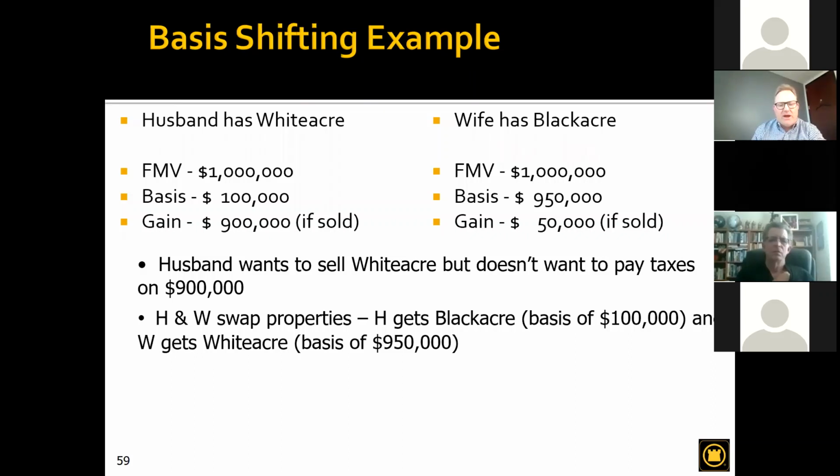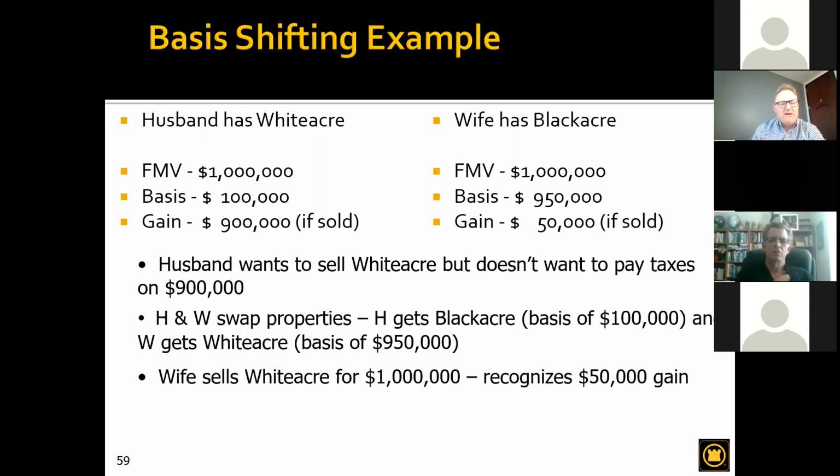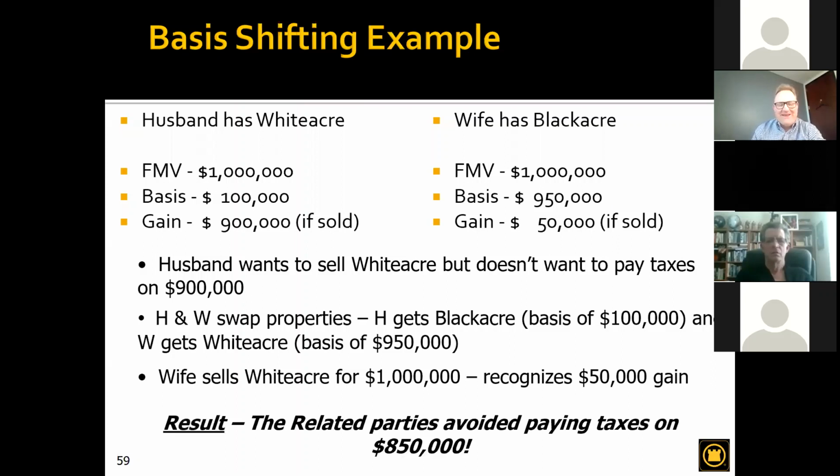So they swap properties, and husband gets Blackacre with a basis of 100 grand and wife gets Whiteacre with a basis of 950. They turn around and sell Whiteacre for $1 million and they only have to pay taxes on 50 grand. As a result, again, they avoided paying taxes on $850,000. And this is, again, why the IRS came up with rules regarding related parties and basis shifting.